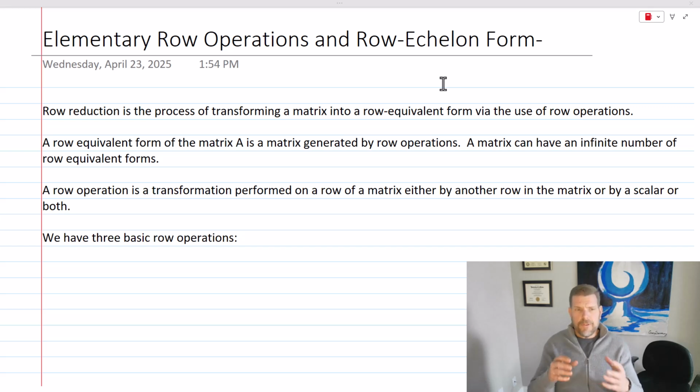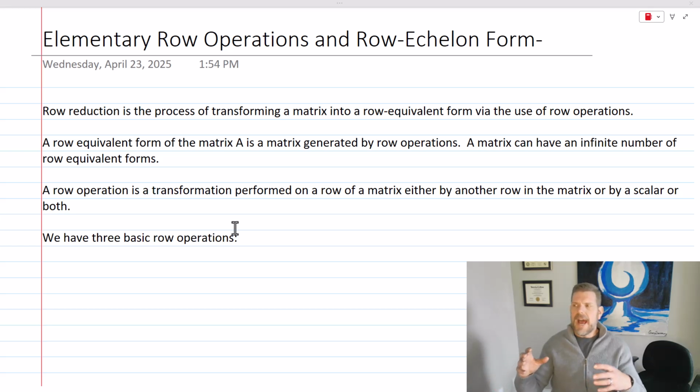Okay, so we'll first start out with this idea of row reduction. Row reduction is the process of transforming a matrix into a row equivalent form using row operations. When I talk about a row equivalent form, I'm talking about a matrix generated by these row operations, which we'll get into in just a second in more detail. A matrix can have literally an infinite number of row equivalent forms. A row operation is a transformation performed on a row of a matrix either by another row in the matrix or by a scalar or both.